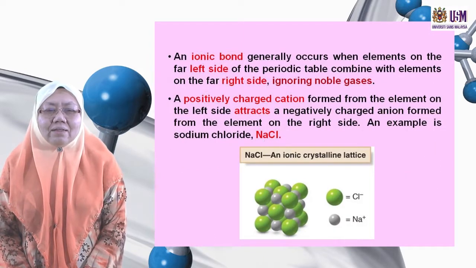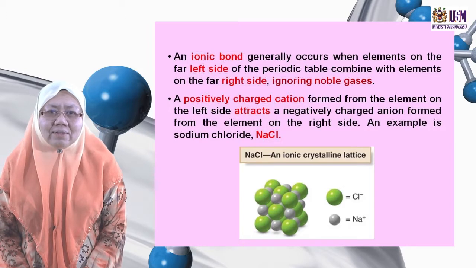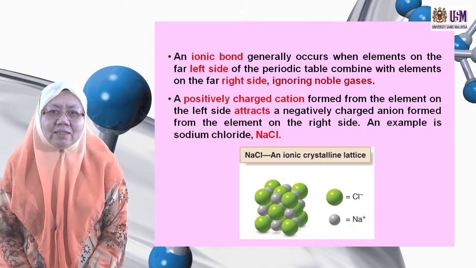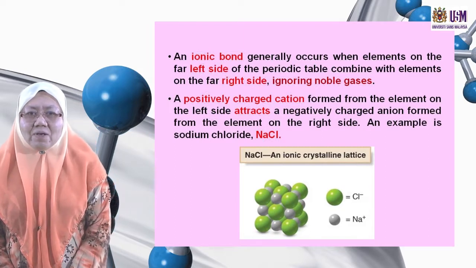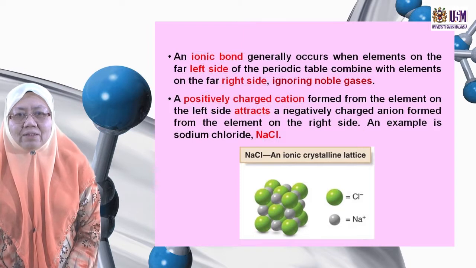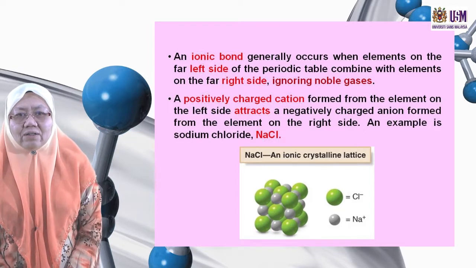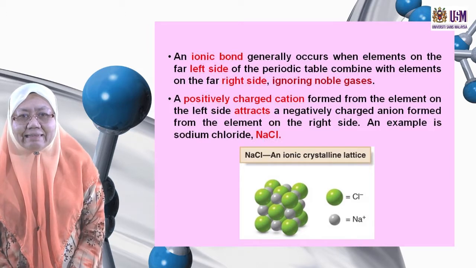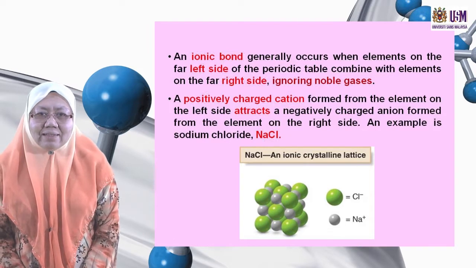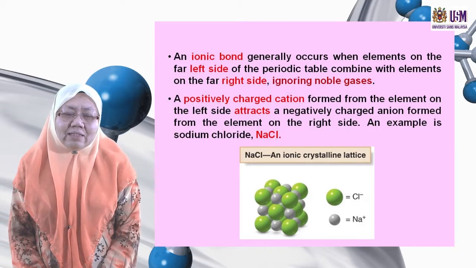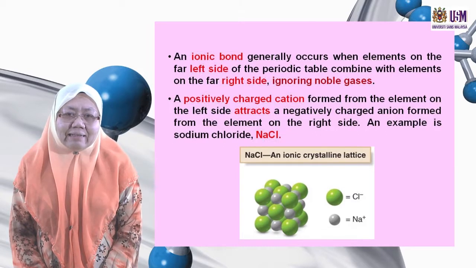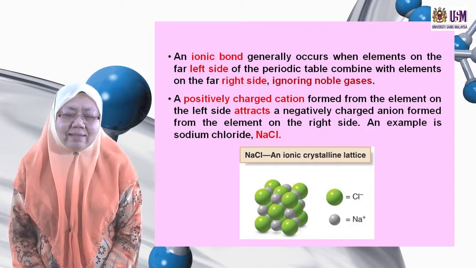How does an ionic bond occur? An ionic bond generally occurs when elements on the far left of the periodic table combine with the elements on the far right, ignoring the noble gases. A positively charged cation formed from an element on the left side attracts a negatively charged anion from the element on the right side. A very common example is sodium chloride, which is the salt that we use when we cook. As you can see in the diagram given, we see an ionic crystalline lattice of sodium chloride, where the cations and the anions are arranged in a crystal lattice.